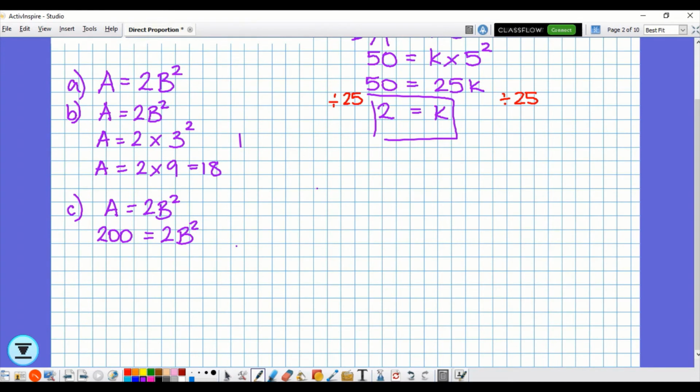Now I can simplify this and start rearranging. So I need to get rid of this 2. So I divide both sides by 2, and that leaves me with 200 divided by 2 is 100, and that's going to leave me with B squared. Now to get rid of this squared, I need to square root both sides. So the square root of 100 is 10. Square root of B squared is going to be B.